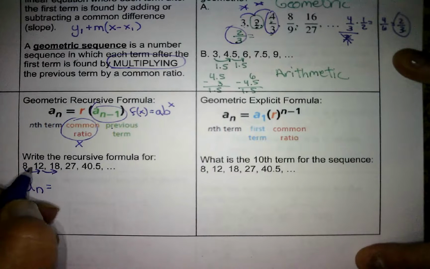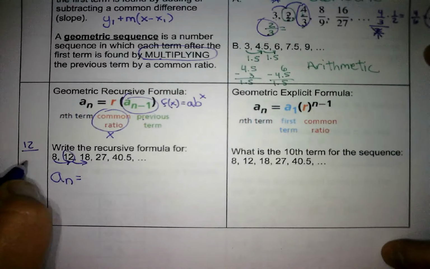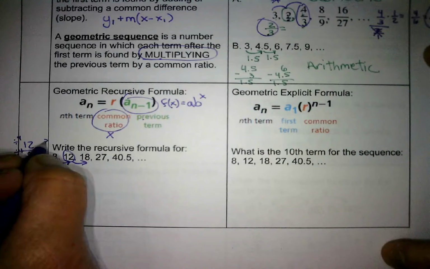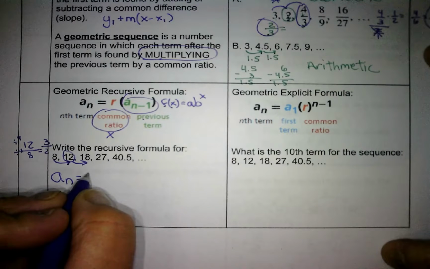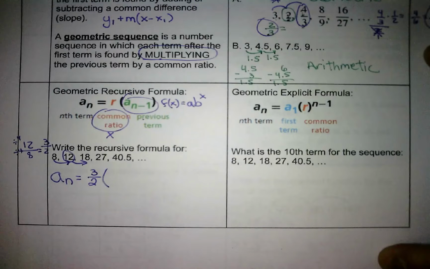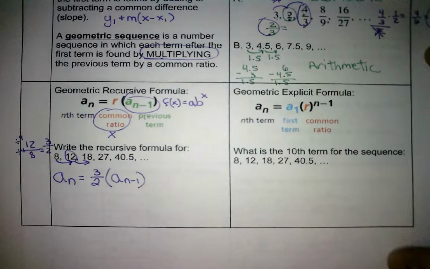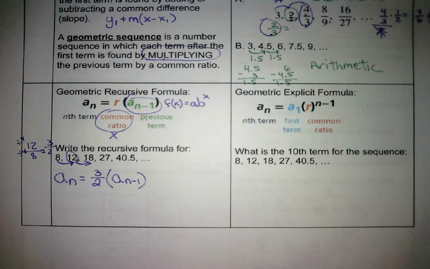To find the common ratio, I'm going to take my second term and divide it by my first term. 12 and 8 are both divisible by 4, and that gives me 3 over 2. So r is 3 over 2, times whatever my previous term is. That's it. That's all I have to do for a formula.